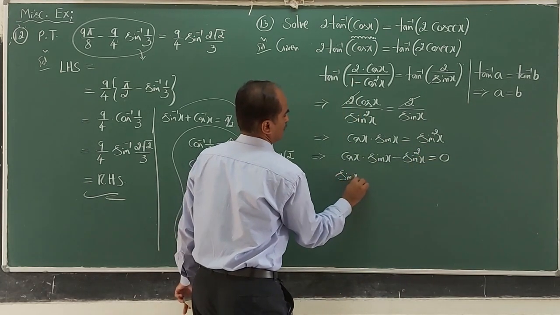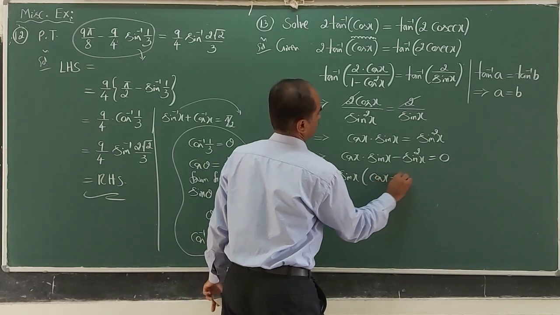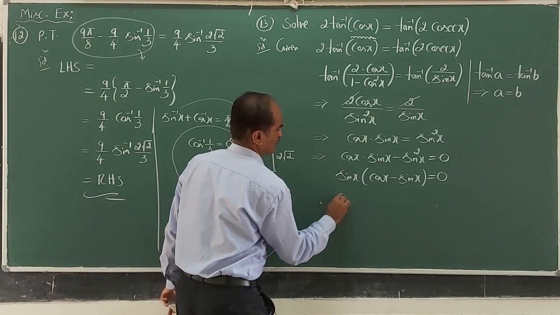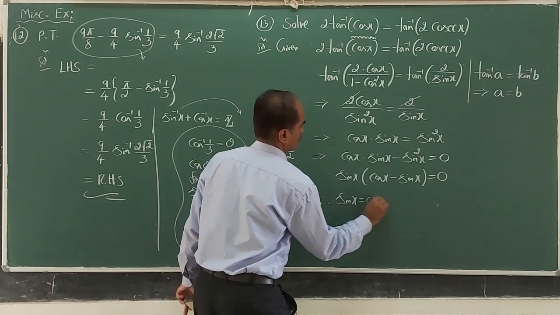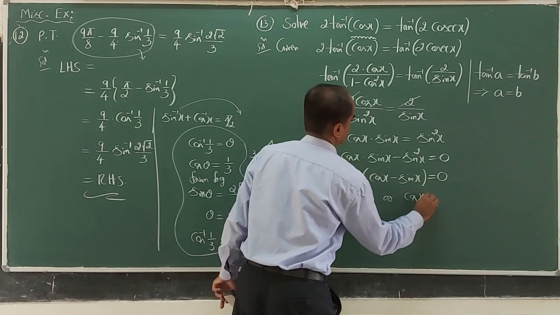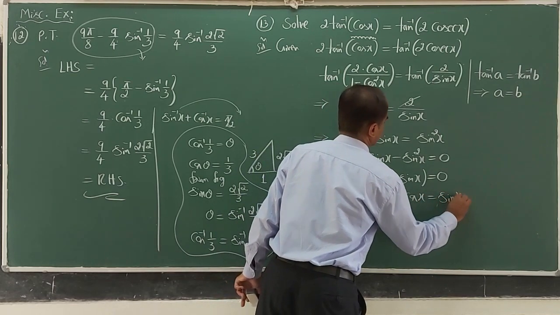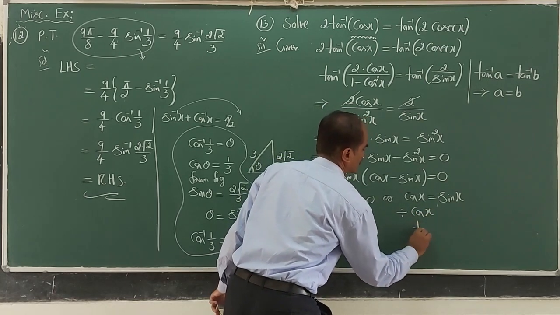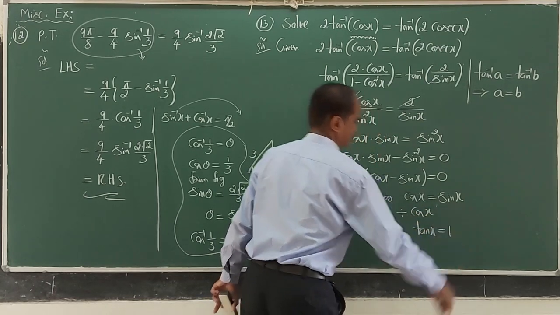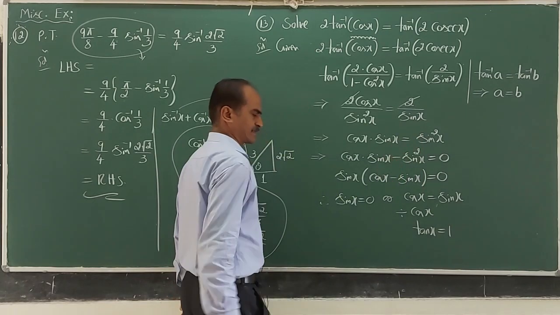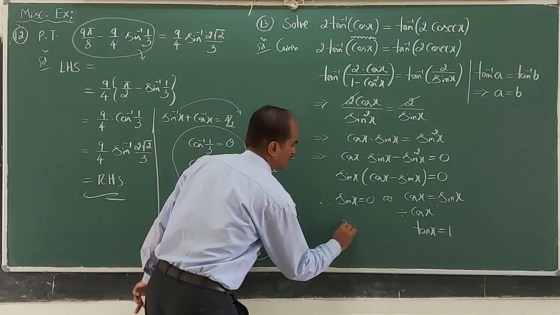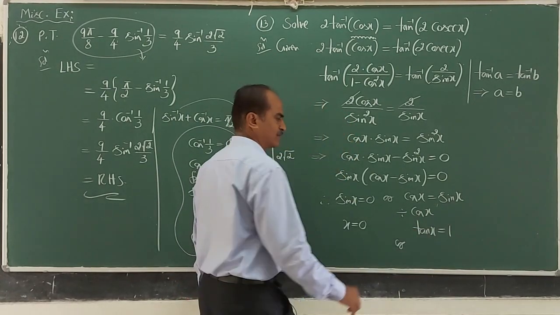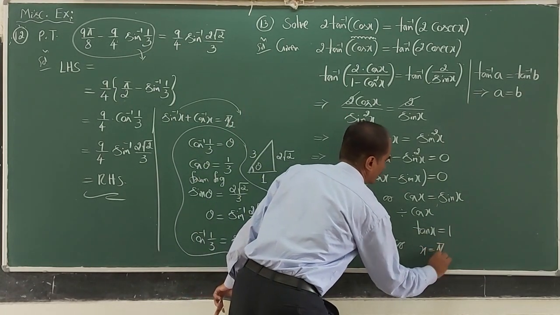Taking sin x common, we get sin x times (cos x minus sin x) is equal to 0. Therefore, either sin x is 0 or cos x equal to sin x. This cos x equal to sin x, I can write it as tan x equal to 1, dividing both sides by cos x. When sin x is equal to 0, x equal to 0. When tan x is equal to 1, x equal to pi by 4.